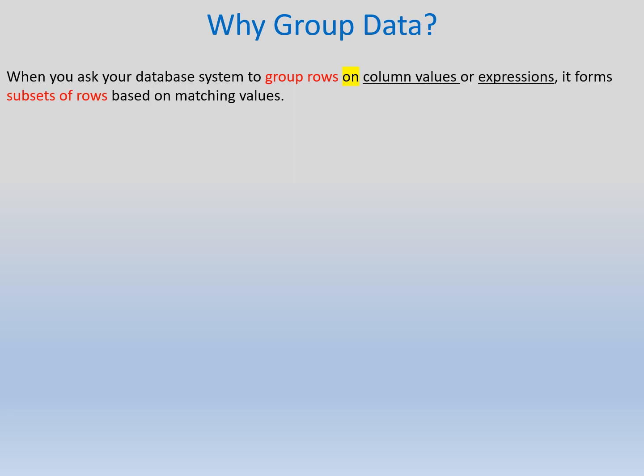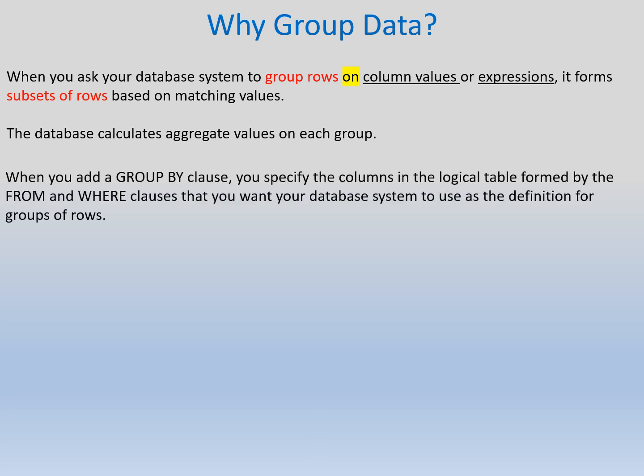When we ask the database system, through the submission of a query, to group rows on column values or expressions, it forms subsets of rows based on matching values. Then the database can calculate aggregate values on each of these groups. When you add a group by clause, you specify the columns in the logical table formed by the from and where clauses. Very important: the columns must be in the from or the where clause.